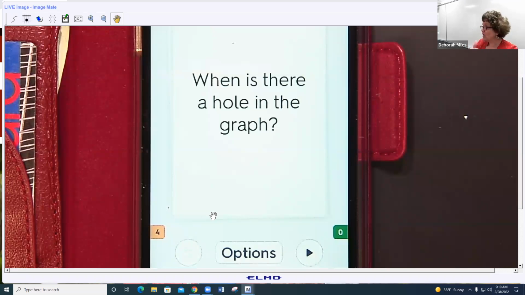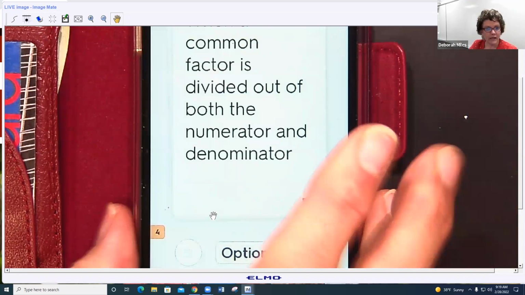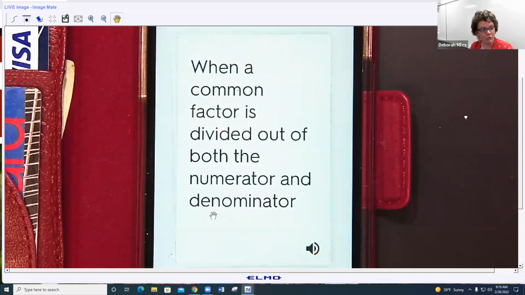If you cancel a common factor, then the factor you canceled out gives you a hole in the graph, and that's exactly what that says. When a common factor is divided out of both the numerator and denominator, that's when you're going to get a hole in the graph. Yes, sir.